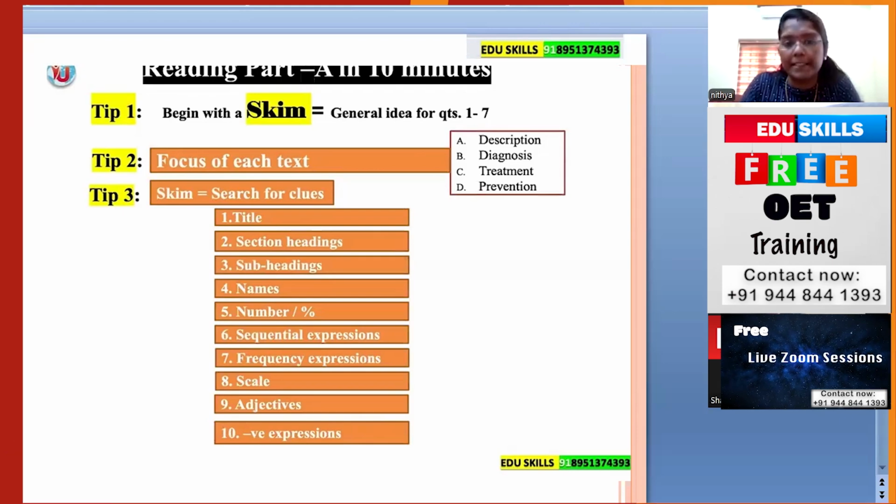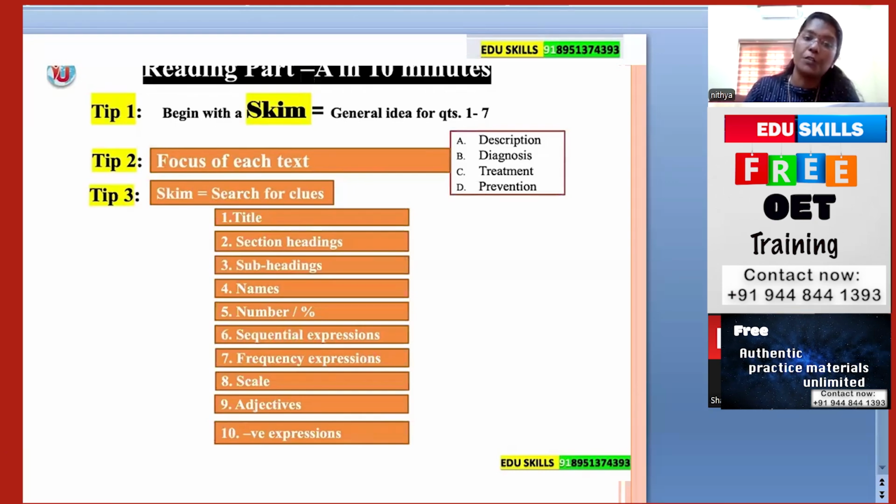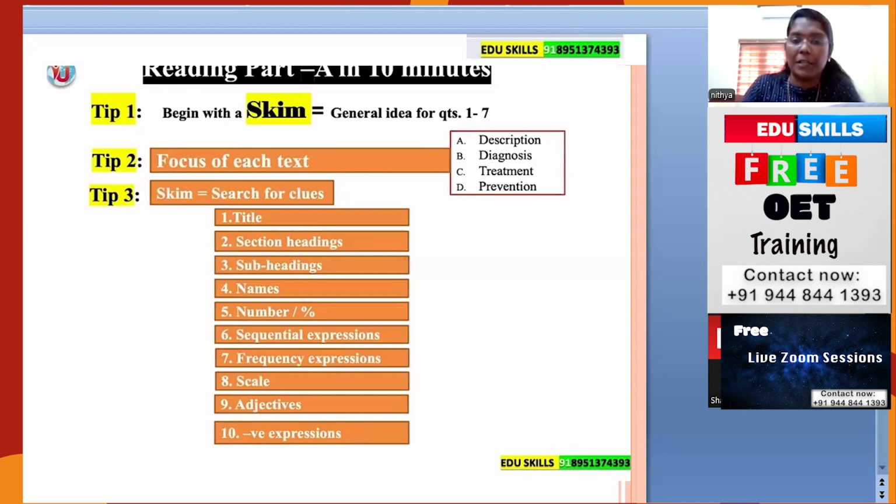Tip 3 is to skim and search for clues. When we go to the text, we have to underline these things for the skimming. Father already discussed them in previous classes. They are: title, section heading, subheading, names, number or percentage, sequential expression, frequency expression, scale, adjective, negative expression. I hope all of you have pen and pencil. Please write these 10 strategies in your notebook fast, in short form, according to your understanding.